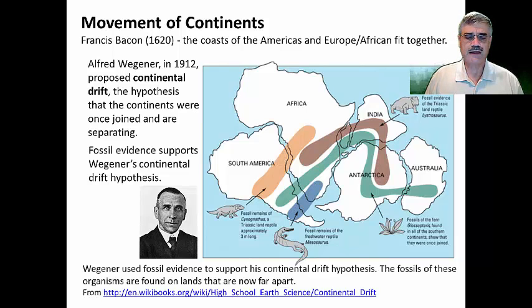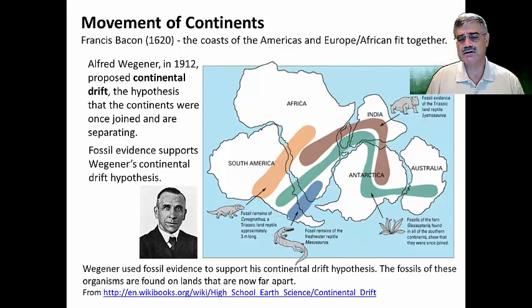And he noted that certain minerals or rocks that you could find in certain continents, you could find similar rocks and minerals in other continents if you arrange them or place them together, such as shown in this slide. More interestingly, he found that there was fossil evidence.